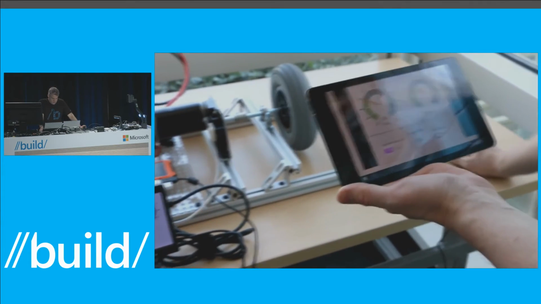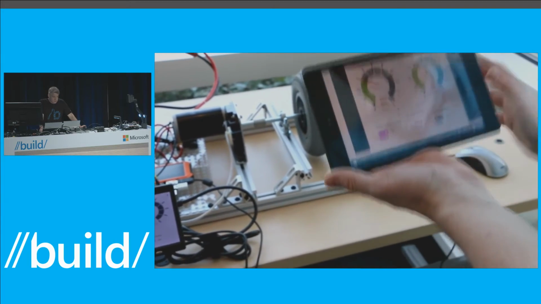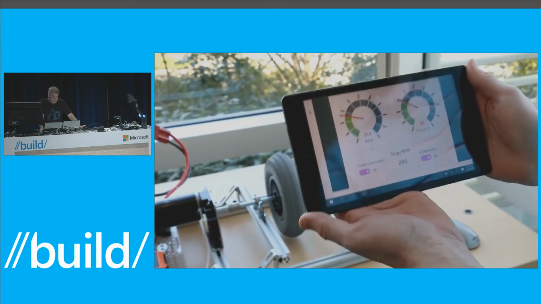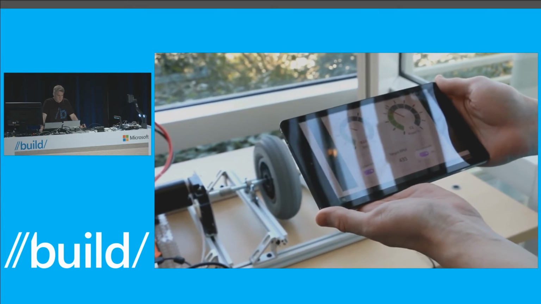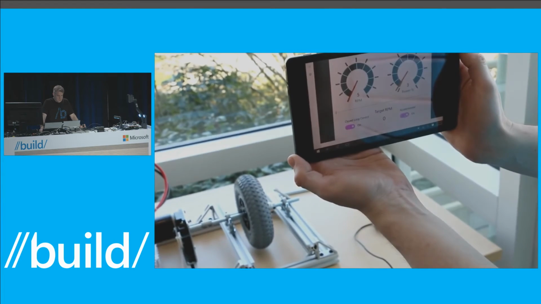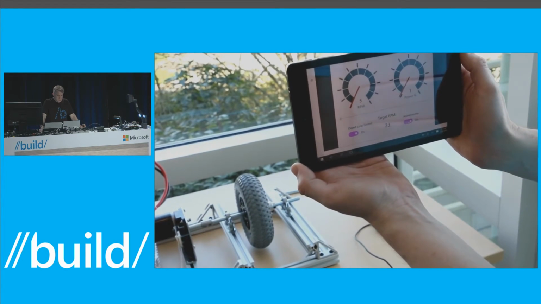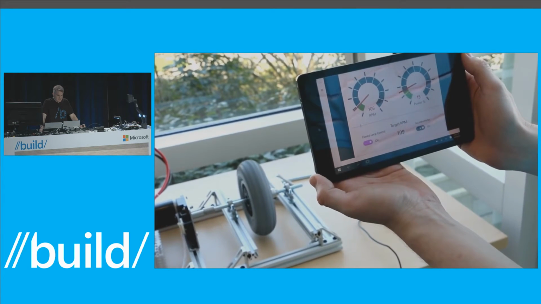Sometimes you don't want a display connected to your device. Here we have a tablet running Windows 10 that's running an app that was downloaded from the Microsoft Store. Windows 10 IoT Core allows the Raspberry Pi 3 to remote its UI experience to this tablet. The Raspberry Pi receives touch data from the tablet as well as accelerometer data. You can see here the wheel is being controlled by the accelerometer inside this tablet.